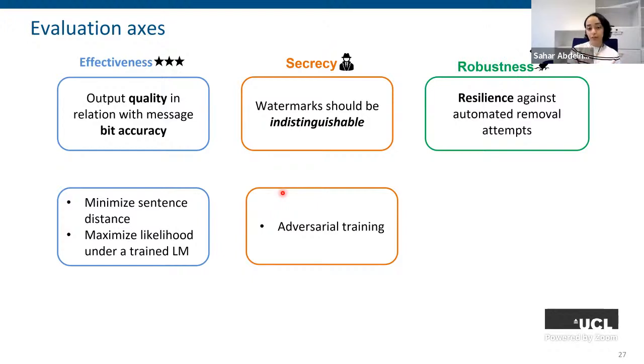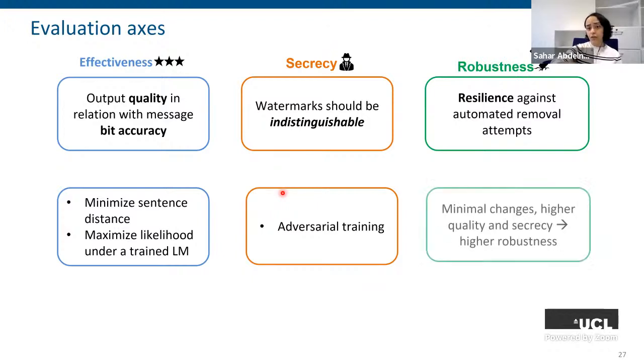marks or obvious signs. And for robustness, we studied a range of attacks that assumed random perturbations and also more adaptive attacks. And we found that already improving the effectiveness and the quality, and at the same time improving the secrecy, made it harder to remove the watermark without introducing big changes to the output text, and therefore it led to higher robustness.